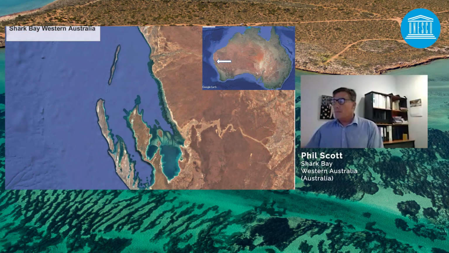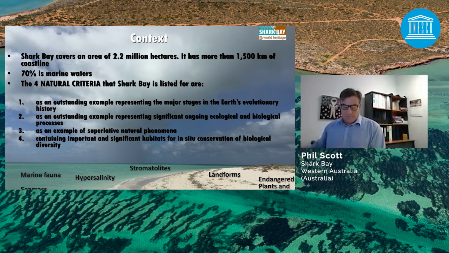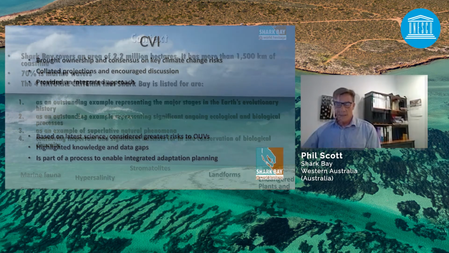Now, just a brief bit of geography, because sometimes we feel like we're a long way from the rest of the world. So Western Australia here, Shark Bay is an embayment. Shark Bay is big. It's 22,000 square kilometres. The indigenous name is Gathaagudu, which means two bays in the indigenous language. Most of the property is marine, around 70% is marine waters. It's one of the few properties that's listed for the 4 natural criteria that you can see there.